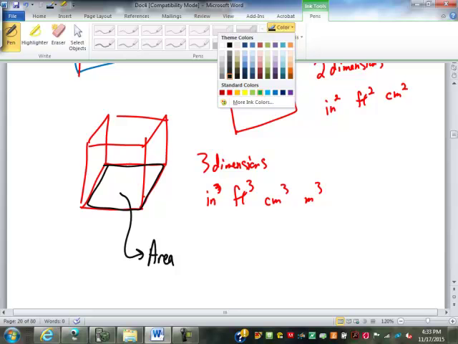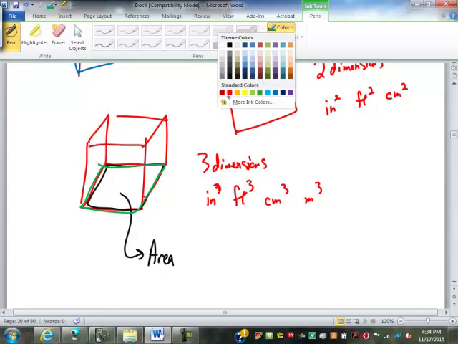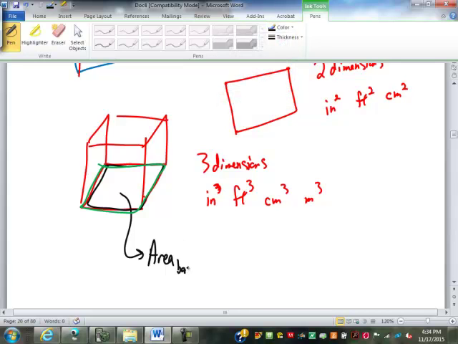That is the shape that we grabbed onto and pulled to create the volume, to create the solid. So that is the area of a base. And how far we pulled it. In other words, the height.